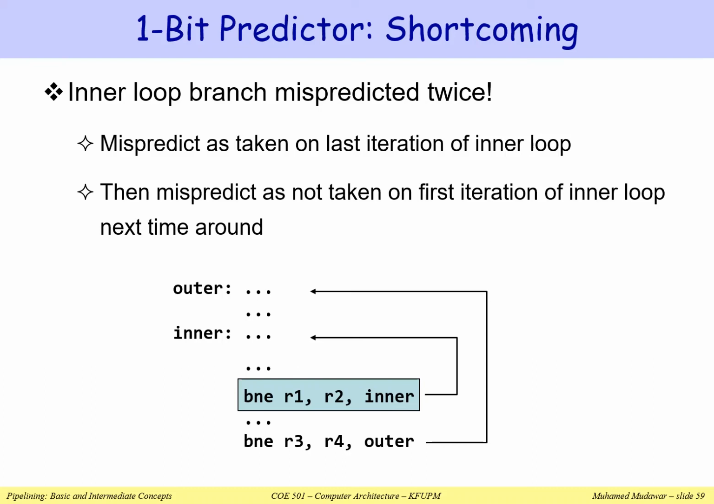In the last iteration, it's very clear because we are going to predict the branch to be taken, but in the last iteration, it will be not taken, and therefore we'll have a misprediction. But then when we loop back, when we re-enter the inner loop and we start the first iteration, we are going to predict the branch to be not taken, but it will be taken, and therefore we also have a misprediction in the first iteration. So two mispredictions in the inner loop branch instruction, for the first iteration as well as for the last iteration. Now we can do better by using a 2-bit predictor scheme. This is explained in the next slide.